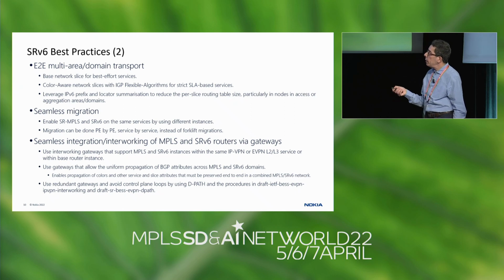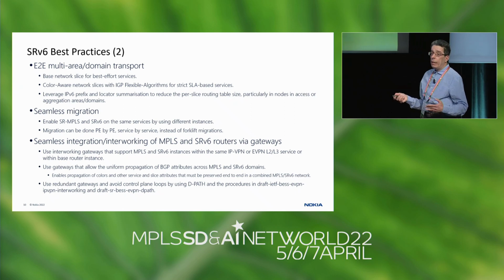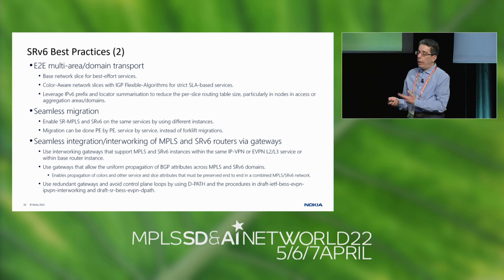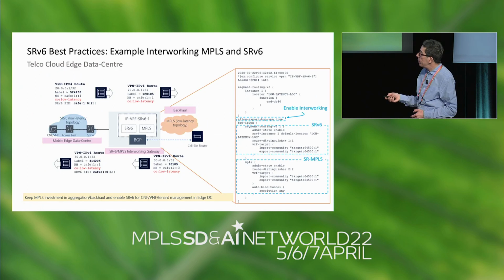In terms of the migration, you can migrate and do it PE by PE by introducing SRv6 smoothly into the network. I've got an example coming in the next slide. And then you can also use a gateway between an MPLS and an SRv6 domain such that you don't have to have SRv6 end-to-end to deploy it and take advantage of it. So that helps you do that, and we've got a couple of examples for that.